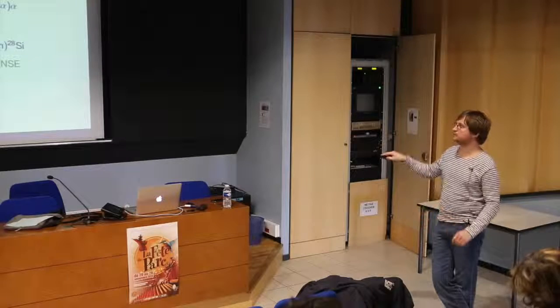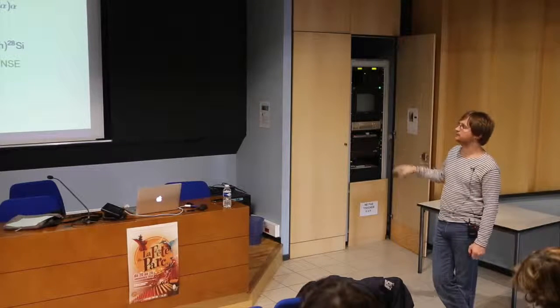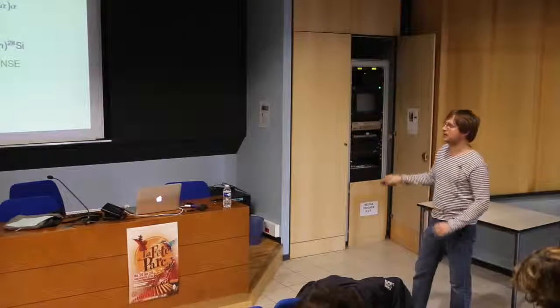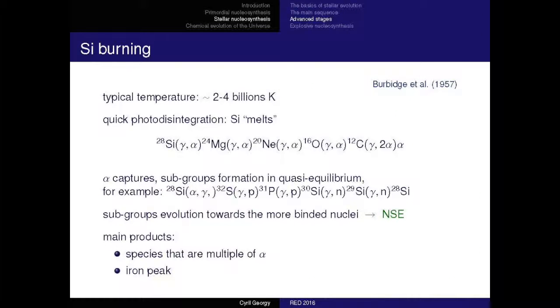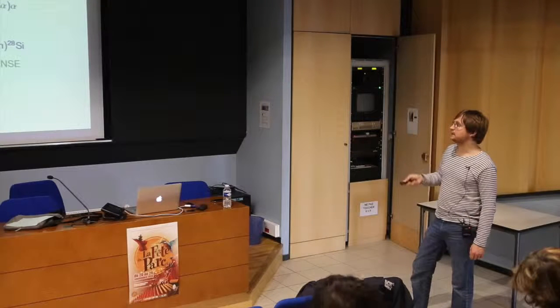So the main products of these different phases of burning are the multiples of alpha particles. So you will have everything that is a multiple of 4 here, towards the iron peak. So basically up to nickel 56.